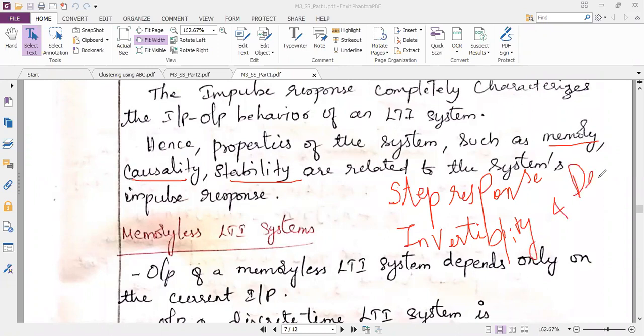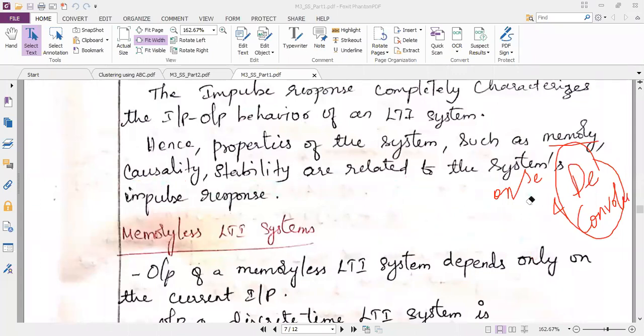Deconvolution. So you know what is convolution? We have discussed enough about convolution. Convolution is nothing but performing the operation on two signals x of n and h of n such that I will get the output y of n. That is convolution. Deconvolution is nothing but the process of retrieving the signals x of n and h of n back from the output signal y of n. So it is the opposite process of convolution. These are the properties which we are going to discuss in this module in terms of impulse response h of n.